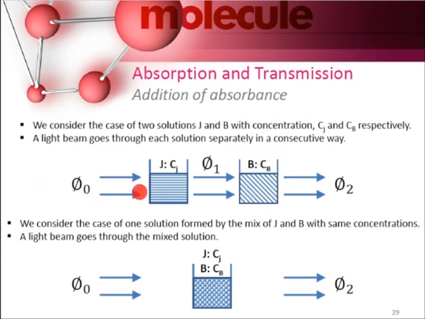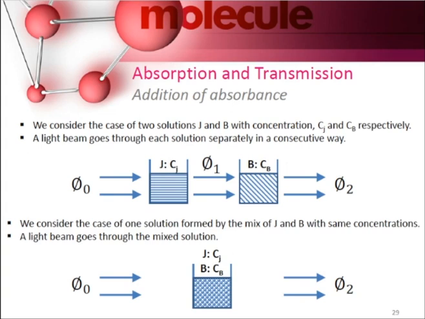And then we send a beam of light with an incident beam intensity phi 0 that goes first through the first substance, then a part of it is transmitted, let's call it phi 1, and then after this one we put another substance, B, and then the outcome of the entire setup is phi 2. So we have phi 0 incident, phi 1 going through the first substance, and then phi 2 going through the second substance after phi 1.